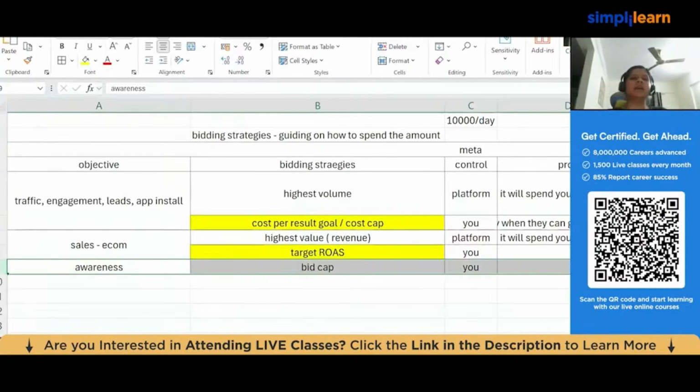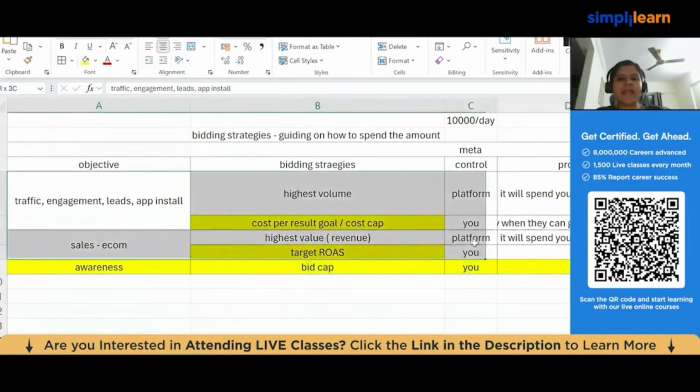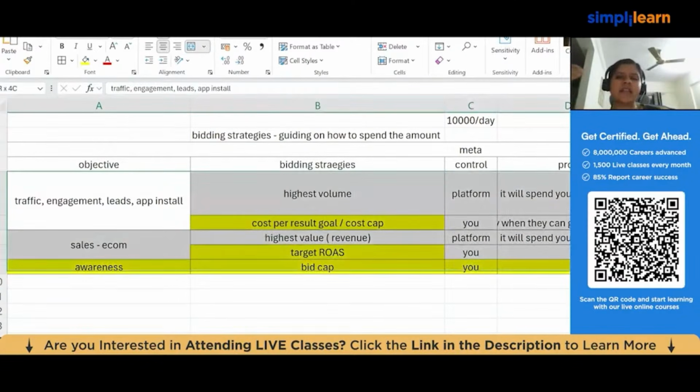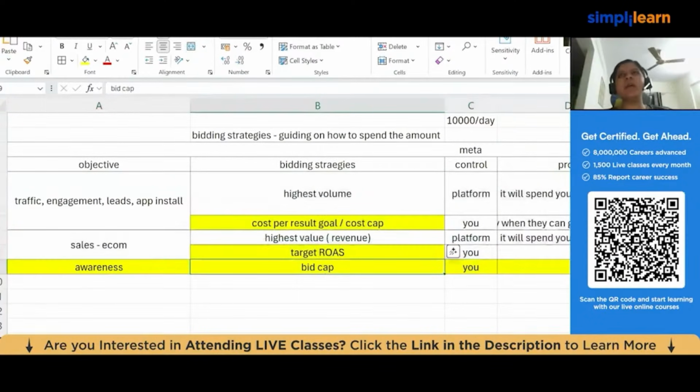And the last but not the least is your bid cap bidding strategy. Here you are trying to tell Meta how much you are willing to spend just to show your ad. Okay, so all these bidding strategies were getting you some action, some conversion, right? Like getting a person to the website is also a conversion, asking them to give their details is also a conversion, asking them to buy a product is also a conversion. So all these bidding strategies were betting on the end action. The motto of this bidding strategy is that you are telling Meta how much you are willing to spend just to show your ad.